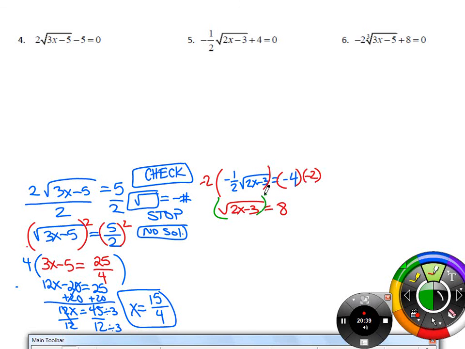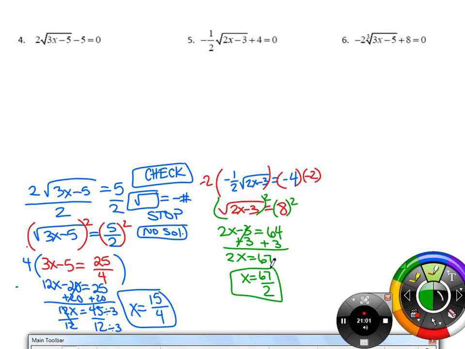It looked like it might be for a minute, but then it didn't work out that way. So then I'm going to go ahead and get rid of my radical by squaring. Okay? So I'm going to have 2x minus 3 equals 64. And then I'll just finish the problem how I normally would. So I'm going to get that x is equal to 67 over 2.